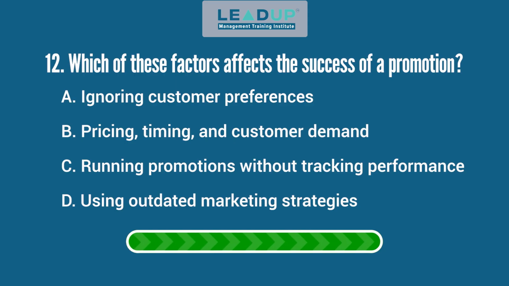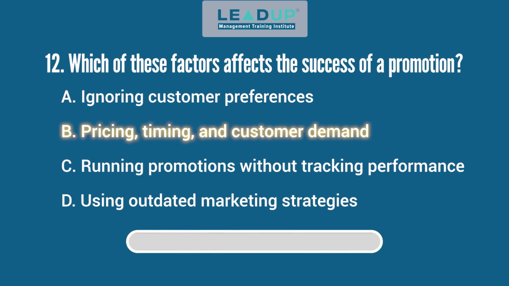Question 12. Which of these factors affects the success of a promotion? A. Ignoring customer preferences. B. Pricing, timing, and customer demand. C. Running promotions without tracking performance. And D. Using outdated marketing strategies. Answer: pricing, timing, and customer demand.